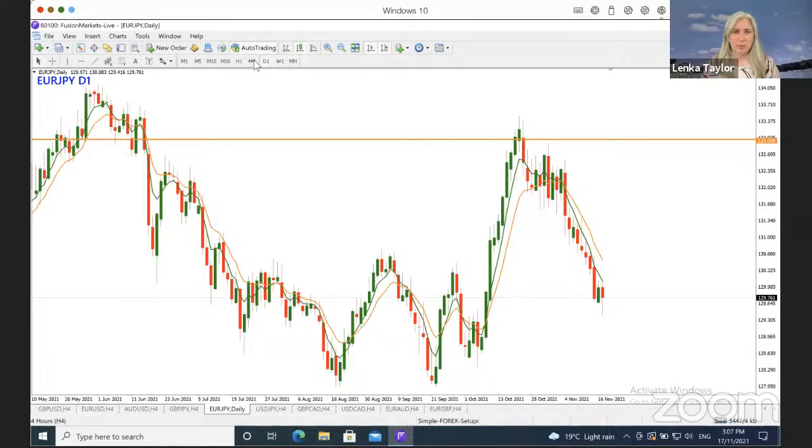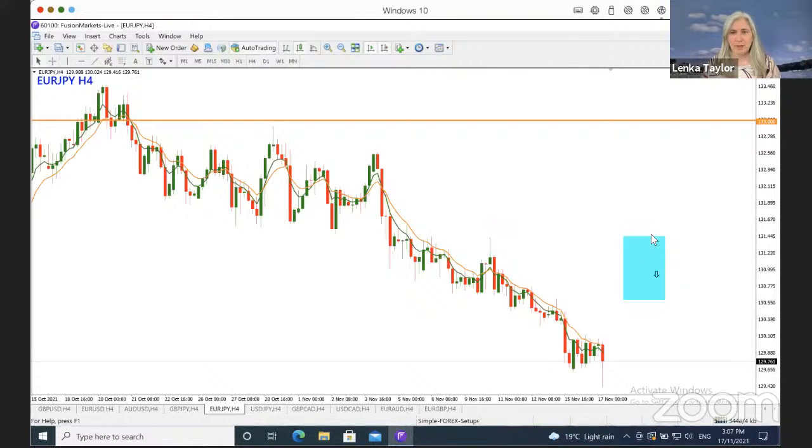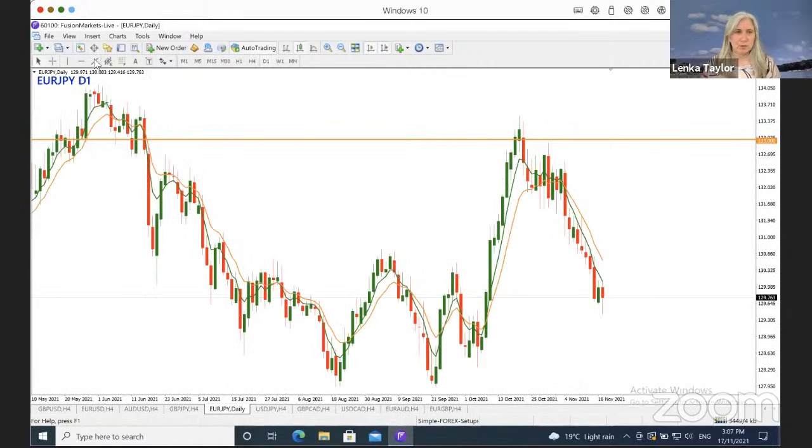So I'm looking for any pullback. If there is a pullback, then I would be looking for a short. So the pullback would need to line up with somewhere here.